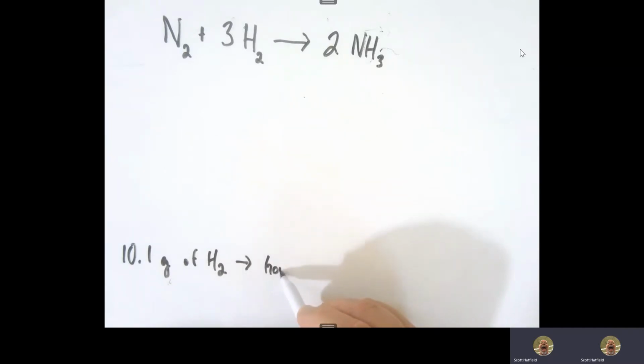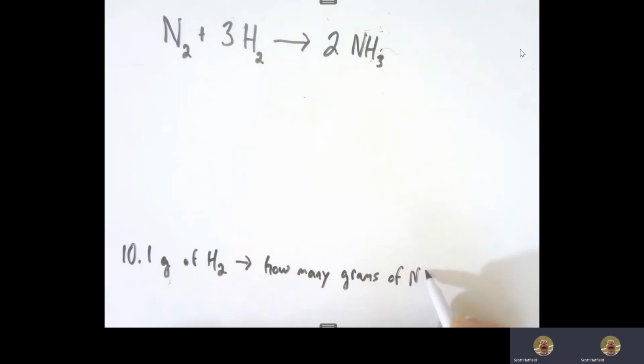how many grams of ammonia can I manufacture? So that means I'm going to be starting with grams of one substance. I'm going to be ending with grams. And this is going to be a 3-step problem.